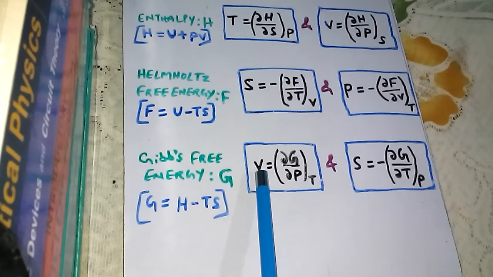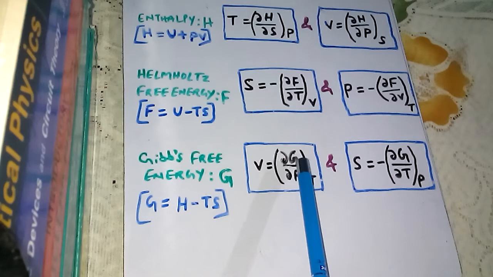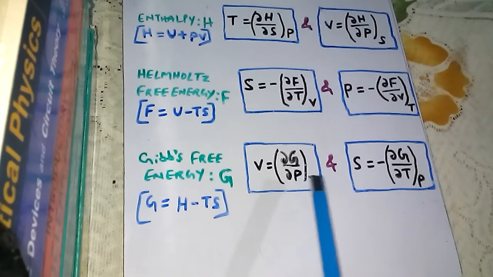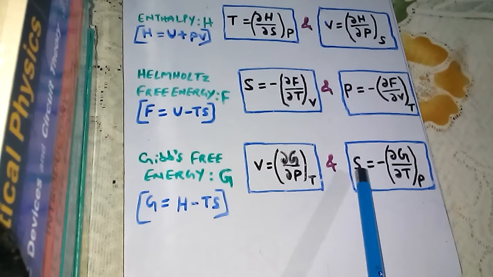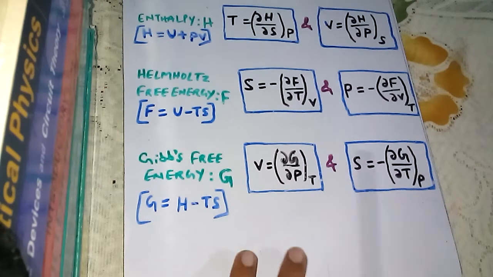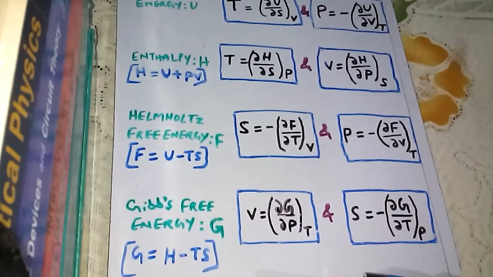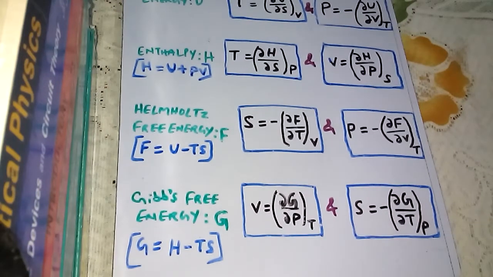One relation gives the volume, and volume is given by the derivative of the Gibbs free energy with respect to pressure under constant temperature. The second relation is for entropy, and entropy is given by the negative of the rate of change of Gibbs free energy with respect to temperature under constant pressure. That means from these four potentials we can derive these 8 relations, and these derivations have been given in one of my videos named thermodynamic potentials. I have derived these relations from these potentials in that video, and you can refer to it for further detail.